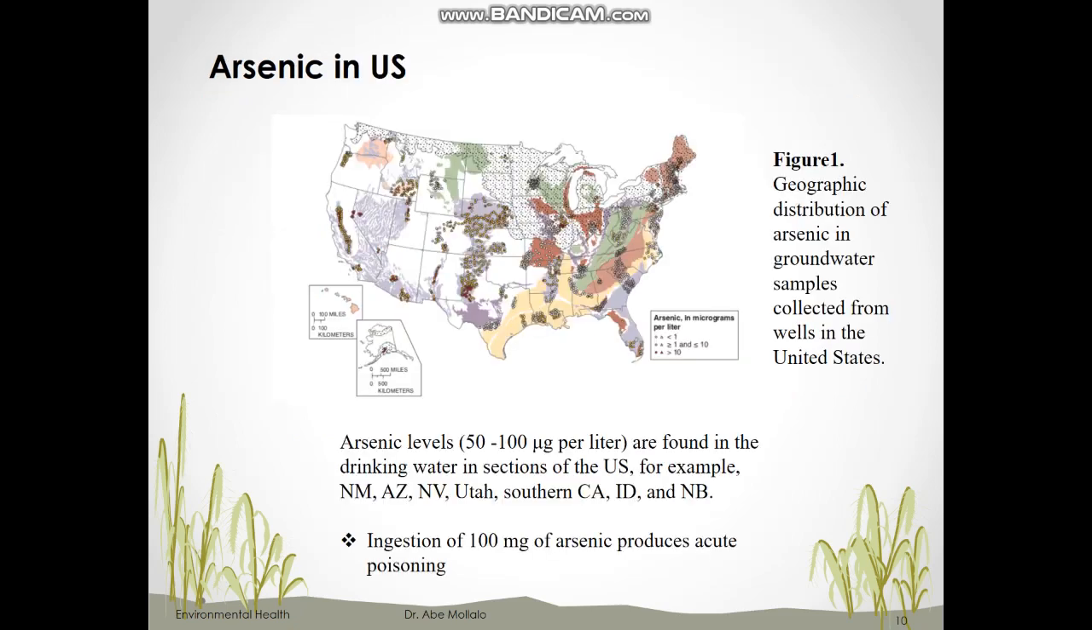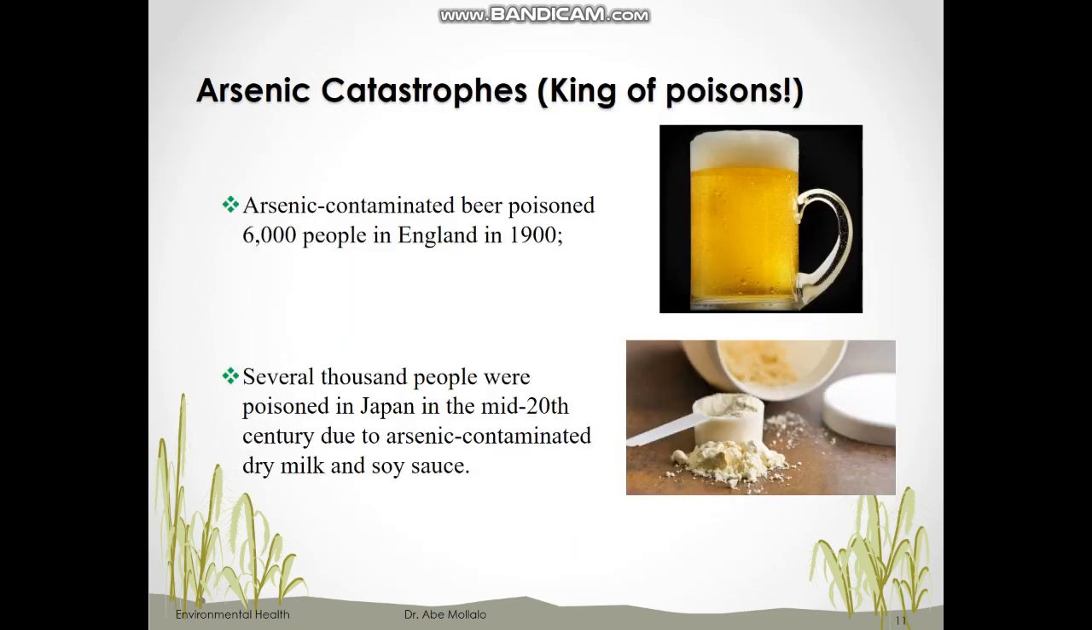This map shows the geographic distribution of arsenic in the United States. The data were sampled from groundwater collected from wells in this country, and red dots show arsenic level is higher than 10 micrograms per liter. In some regions of some states, arsenic is highly concentrated, greater than 50 micrograms per liter, such as in California, New Mexico, and Utah. If you ingest more than 100 milligrams of arsenic, it can cause acute poisoning. Arsenic is called the king of poisons.